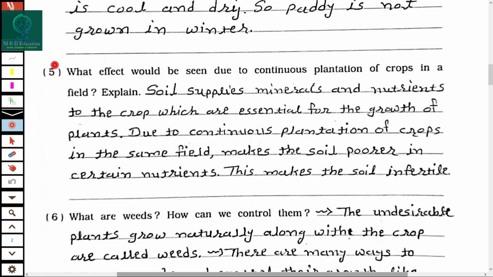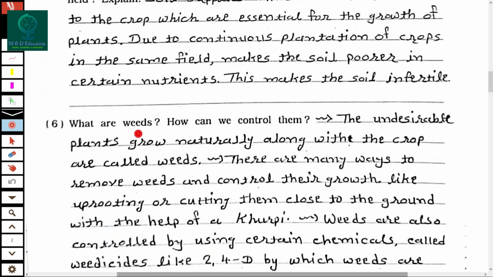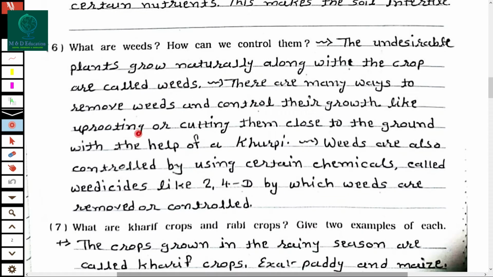Now the fifth question is, what effect would be seen due to continuous plantation of crops in a field? Explain. First of all, soil supplies minerals and nutrients to the crop, which are essential for the growth of plants. Continuous plantation of crops in the same field makes the soil poor in certain nutrients, and this makes the soil infertile. That's why.